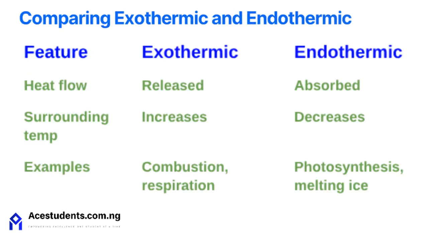Let us compare exothermic and endothermic reactions. Exothermic reactions release heat, while endothermic reactions absorb heat. In exothermic reactions, the surroundings become warmer, but in endothermic reactions, the surroundings become cooler. Examples of exothermic reactions include combustion and respiration, while examples of endothermic reactions include photosynthesis and melting of ice.